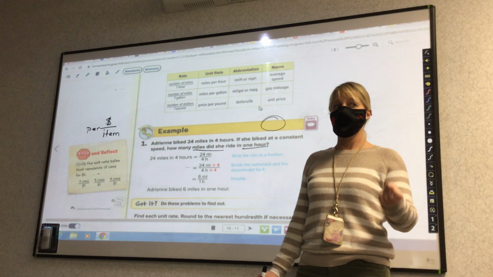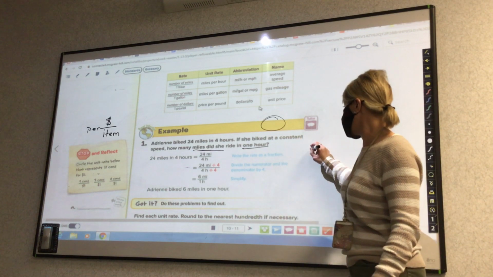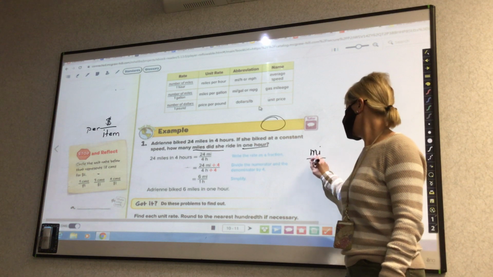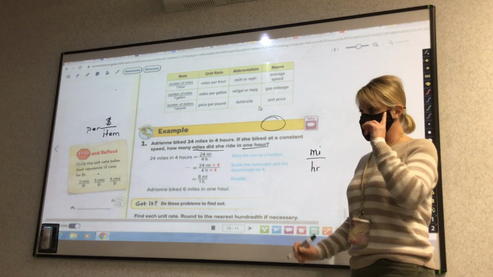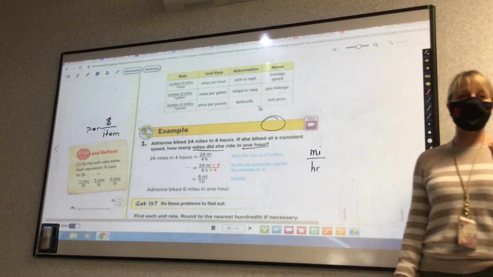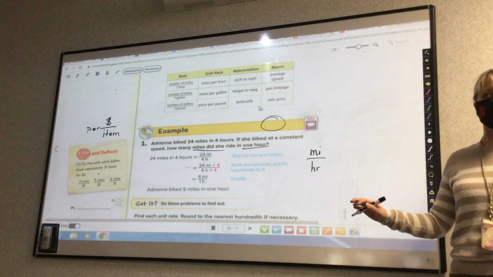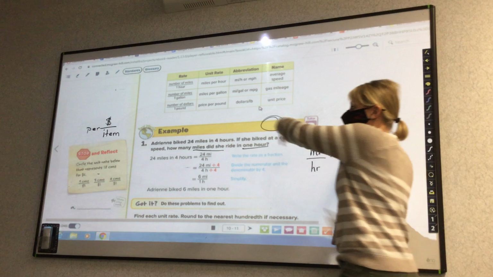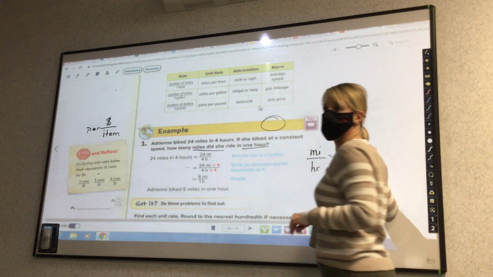Miles per hour. So over here I'm going to write miles, or MI, over hours. That is the first thing that you'll do. You'll start with the label with nothing with it. Then I'm going to come in and attach the numbers that are in my problem.